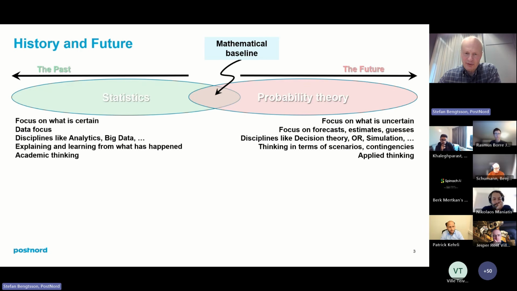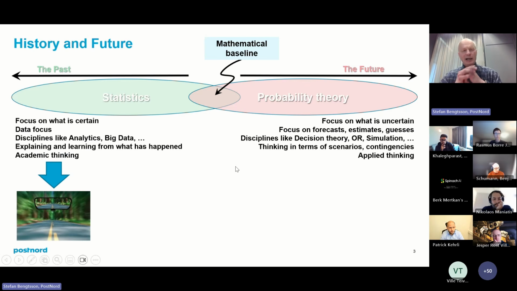If I continue this slide, I will click forward here. I claim that if you are tilting too much to the left side of this, you will get a thinking and a culture that leads to driving forward by looking in the rear view mirror, because that's exactly what you get. You get circle reasoning if you are tilting too much towards the left.